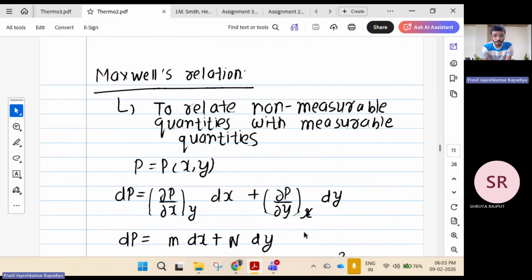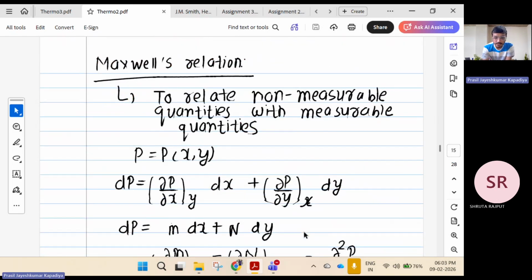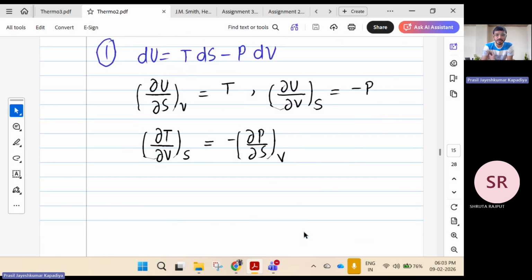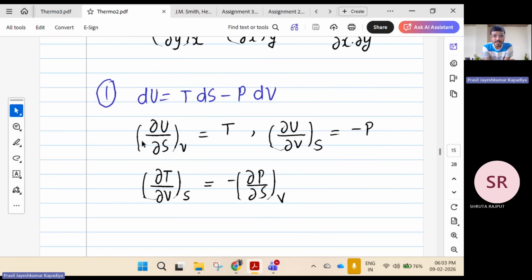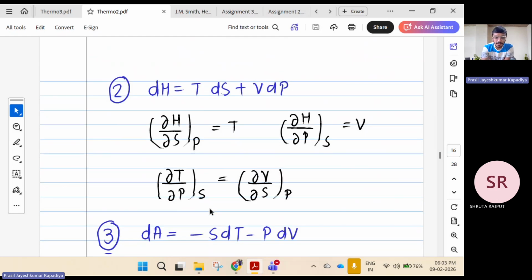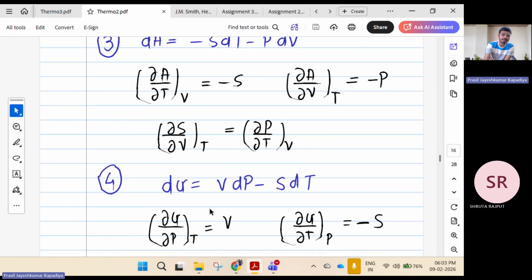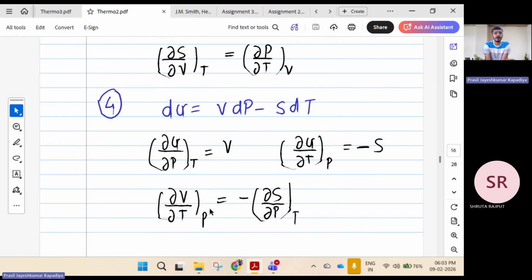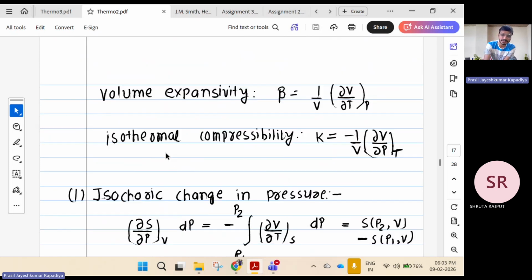Then from that we moved to Maxwell equations. These also we had a look at: dU is TdS minus PdV, then del U del S will be temperature, and del U del V at constant entropy will be minus P, and we can write from Maxwell relations that del T del V at constant entropy is minus del P del S at constant volume. And similarly, we did this exercise for various thermodynamic potentials like enthalpy, Helmholtz free energy, and Gibbs free energy. And why did we do Maxwell relations? That was because from Maxwell relations we can convert non-measurable into measurable quantities.